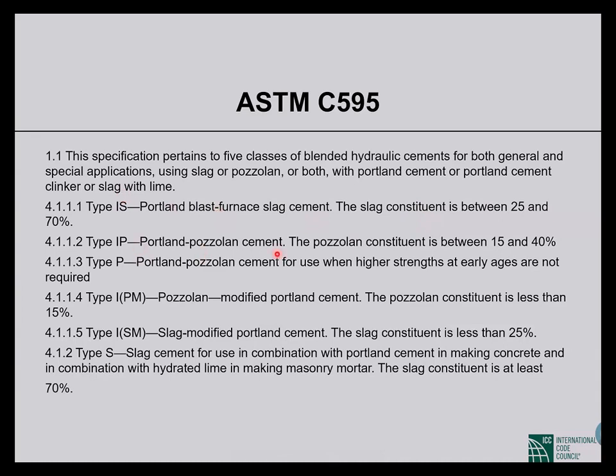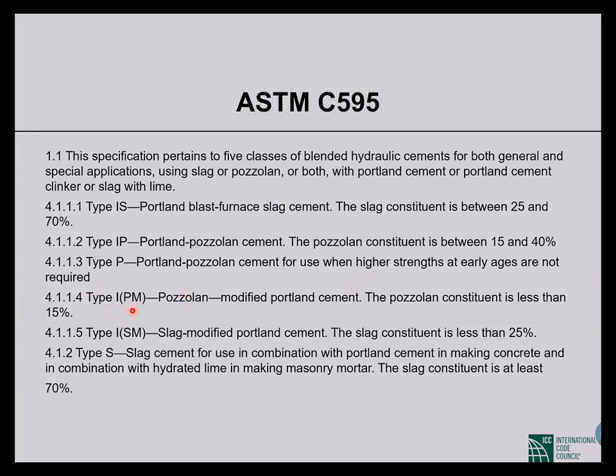When other types of pozzolanic materials are used, then it is called Portland pozzolan cement. The percentage of pozzolan can be from 15 to 40%. Again, a wide range. Portland pozzolan cement is for use when higher strengths at early ages are not required. That is like N. You can compare the cements that are available in Bangladesh, CEM II, 42.5N or 52.5N. CEM II most of the time is 42.5N. That you can compare with this type P, Portland pozzolan cement, for use when higher strengths at early ages are not required.